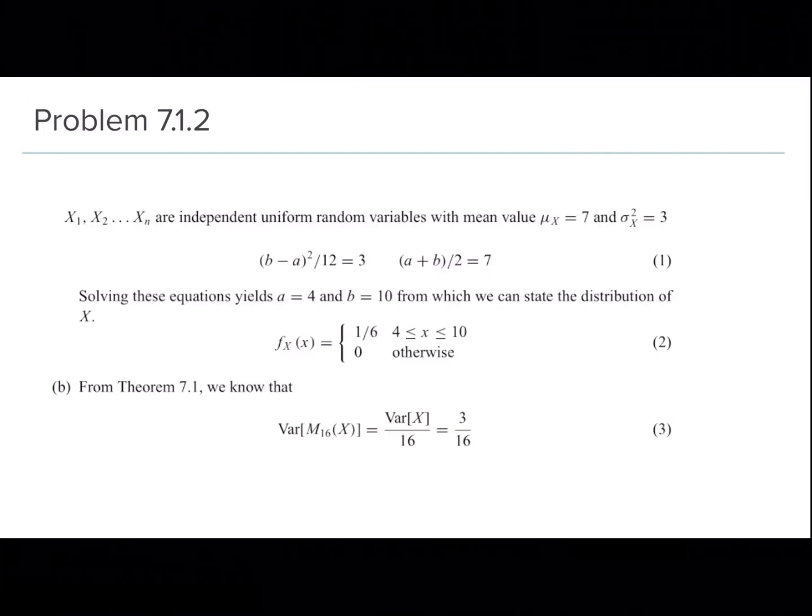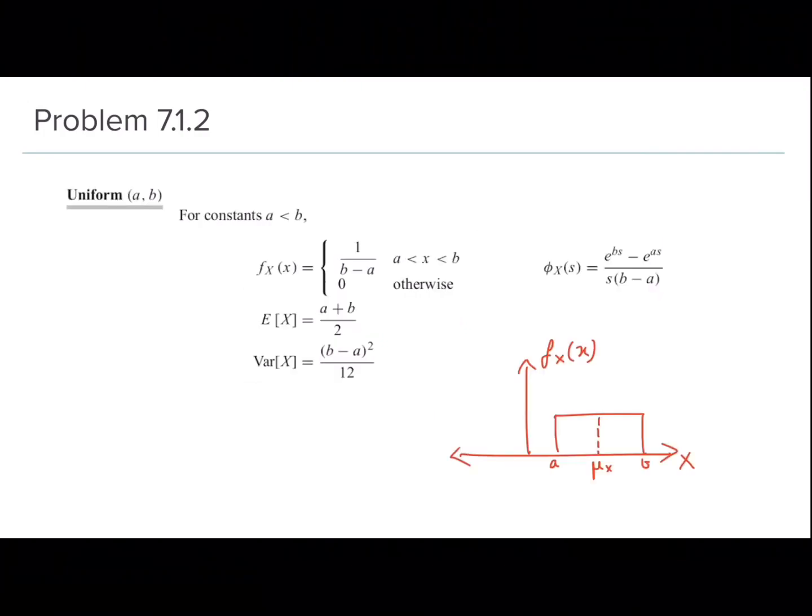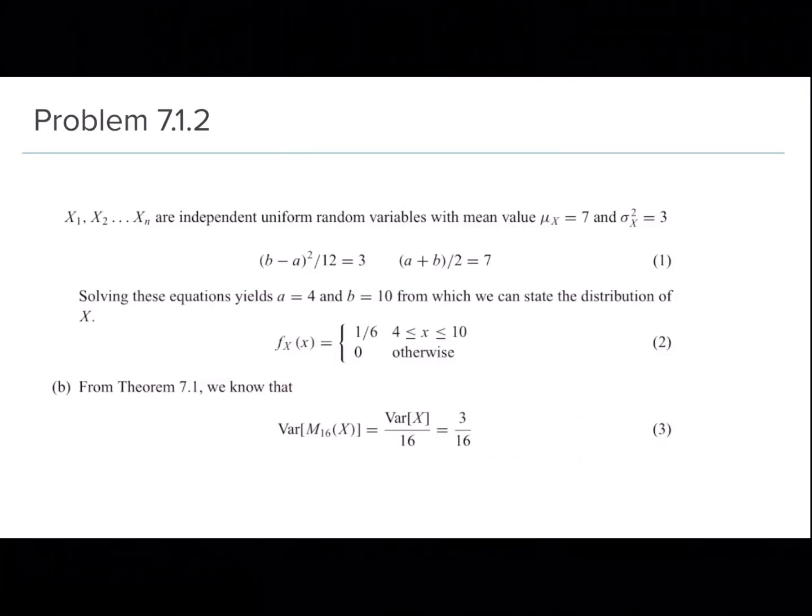On solving both these equations, we get the values that a is equal to 4 and b is equal to 10. And so now we have to write the PDF of X, which is fX of x is equal to 1 over b minus a for x belonging to the interval a to b and 0 otherwise. So a is 4 and b is 10. So fX of x is equal to 1 over 6 for x belonging to the interval 4 to 10 and 0 otherwise.